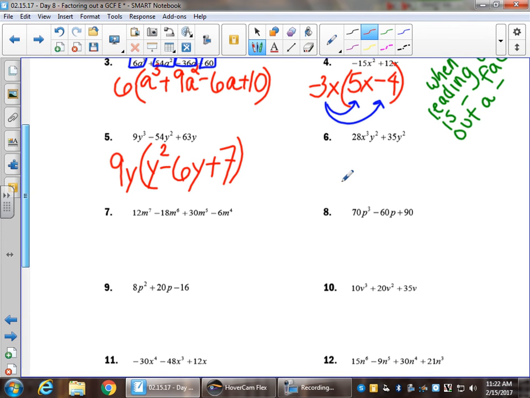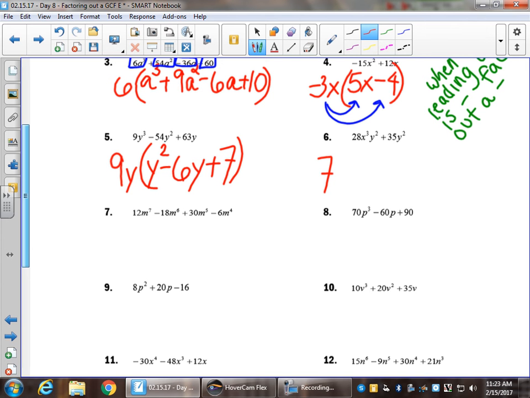Okay. Number 6. We have 28 and 35. What's the greatest factor of both of those? 7. What about for the variable? We have x's. Are we taking out an x and a y? No, because only this term has x's in it. This one doesn't. So do we take out an x?